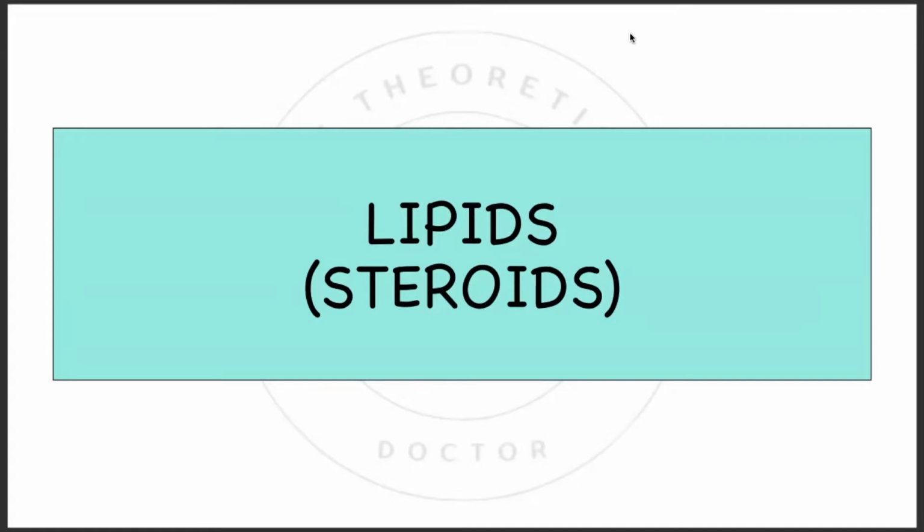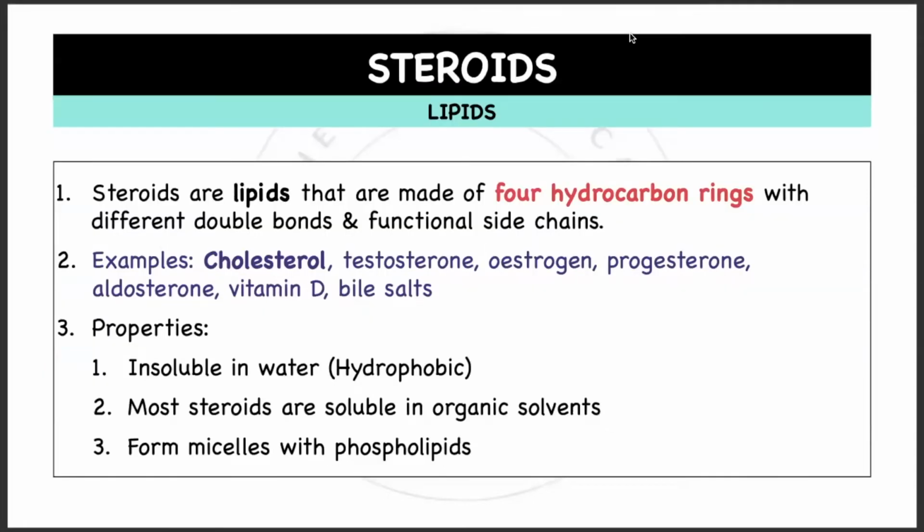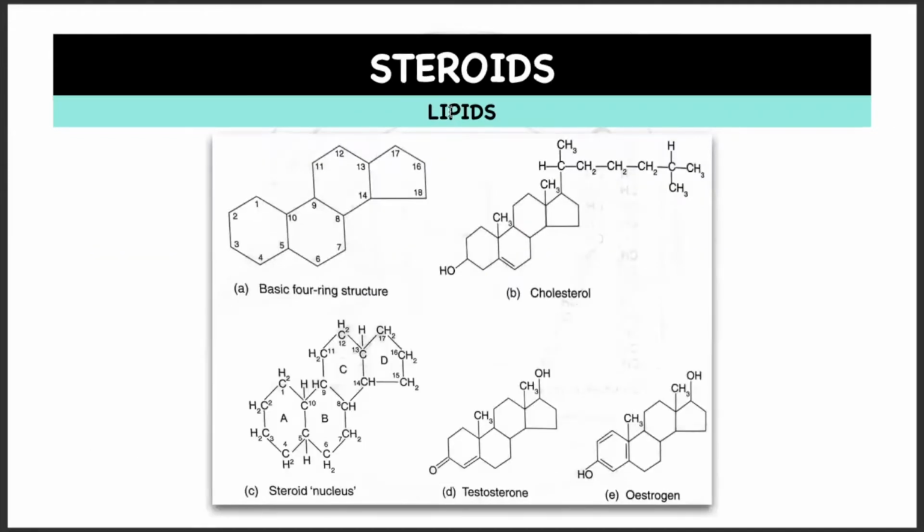In today's topic, we will be continuing lipids and we will be focusing on steroids. Steroids are lipids that are made up of 4 hydrocarbon rings with different double bonds and functional side chains. This is how it looks like. This is the basic 4-ring structure, and from it there are a few examples. You have cholesterol, testosterone, estrogen, progesterone, aldosterone, vitamin D, and bile salts. So these are just a few of the diagrams.